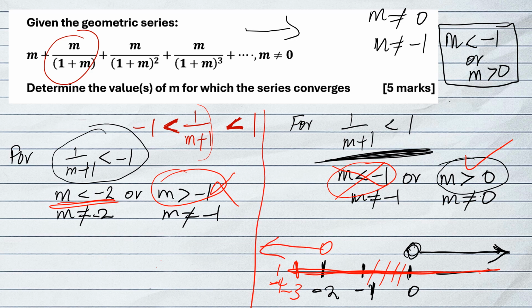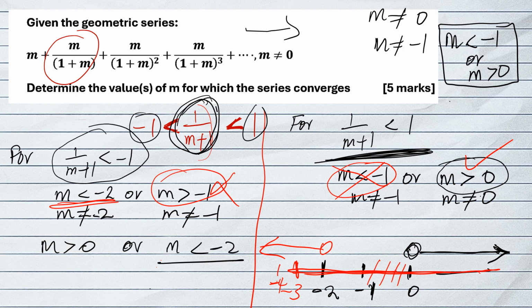Okay, so now we can find the final answer for which values of m this series will converge. All values of m that will ensure that this is always between -1 and 1, so we have proven it. It's when m is greater than 0, or m less than -2.